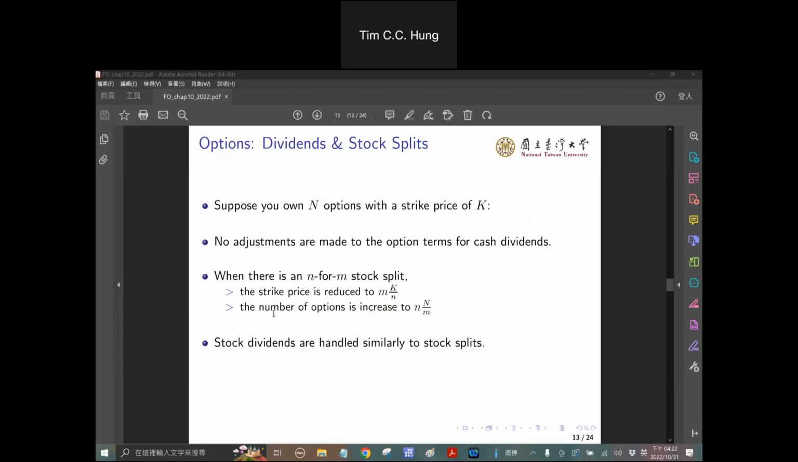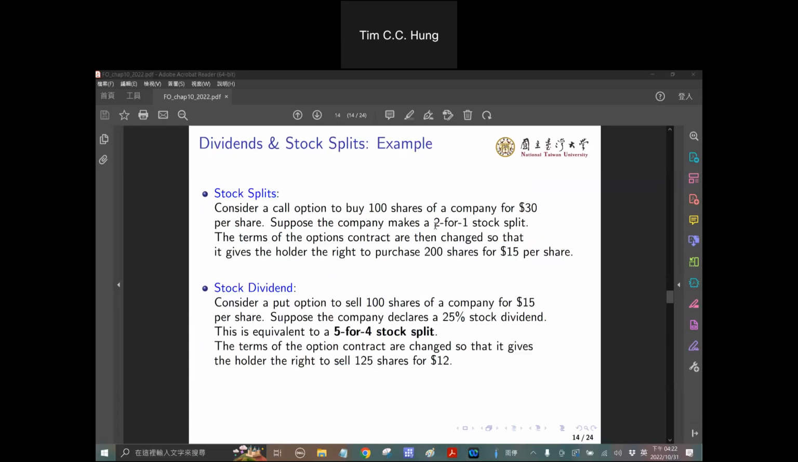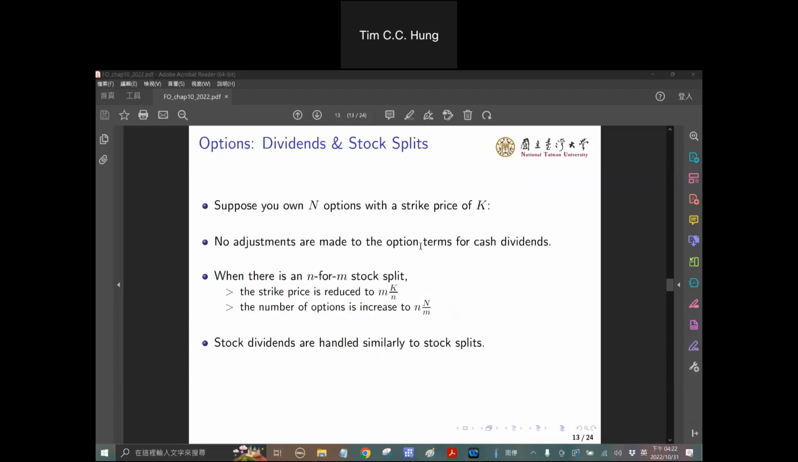Basically, let's suppose that we are doing an N-for-M stock split. What does an N-for-M stock split mean? Say if there's a 2-for-1 stock split, it basically means that one share of stock that comes with $100 becomes 2 shares of stock, each comes with $50. So there can be all kinds of N's and M's. If it turns out that there's an N-for-M stock split and the previous strike price was K, then the new strike price will be M over N multiplied by K.